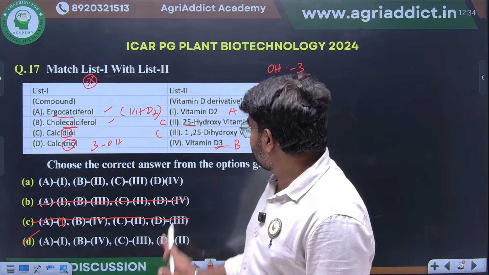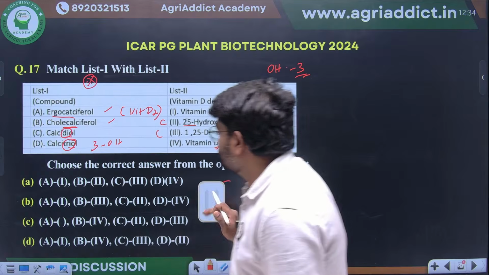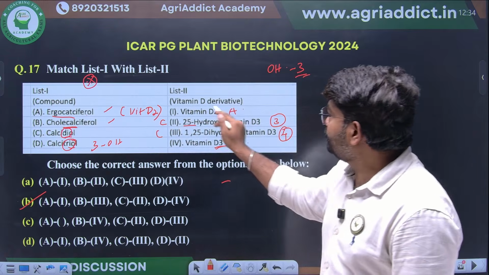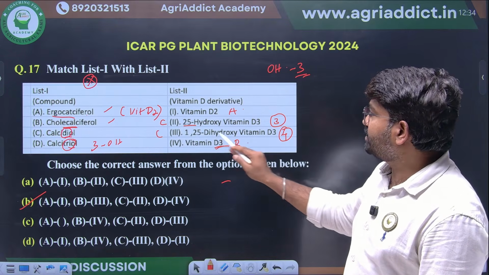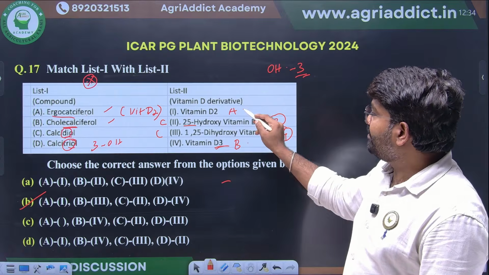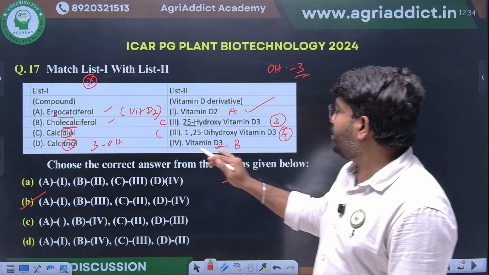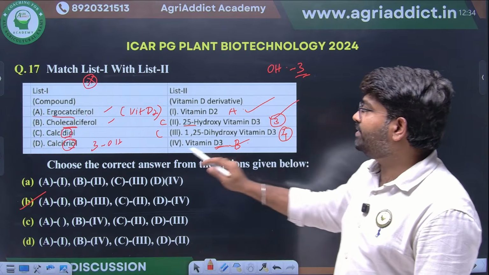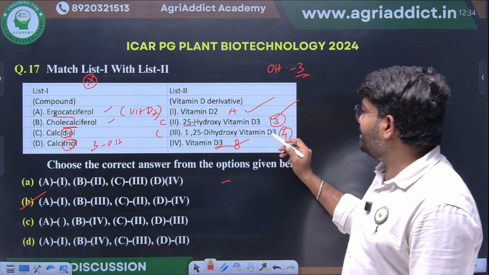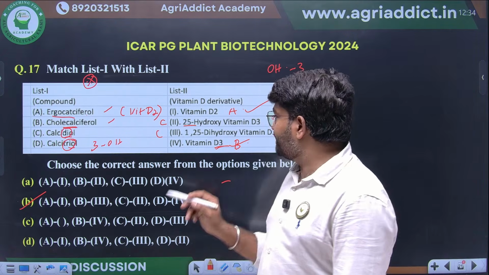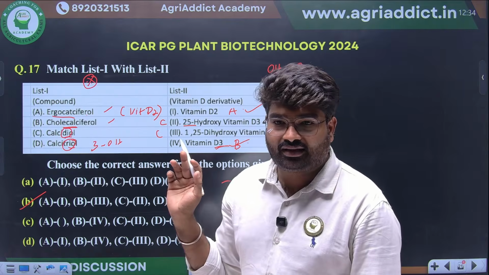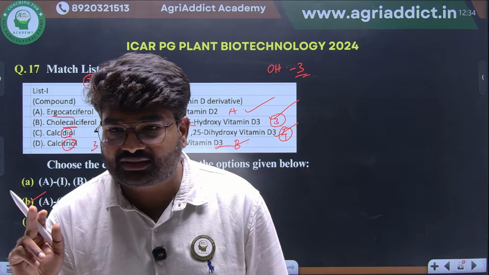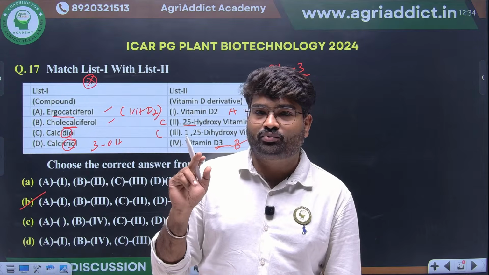B. Yes, so B will be the right option. You see here, the first option is what? Ergocalciferol is vitamin D2, cholecalciferol is vitamin D3, calcidiol is 25-hydroxy vitamin D3, and calcitriol is 1,25-dihydroxy vitamin D3. One person, Ganesh Mahi, asked which biotechnology book is preferred, sir.